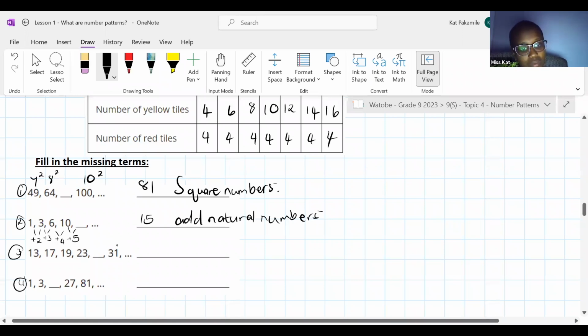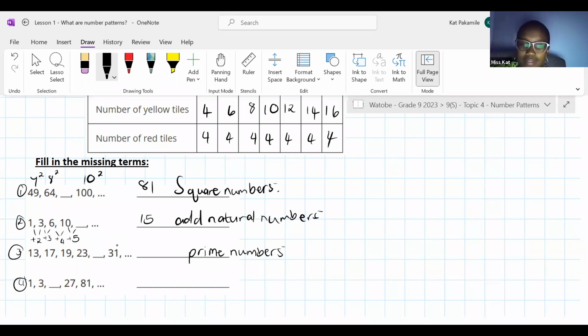It's going to be 27. 27 has more than 2 factors. Oh, so 29. 29. Thank you very, very much. You guys are good.